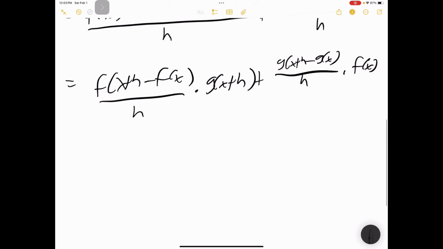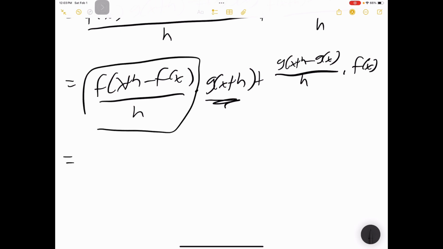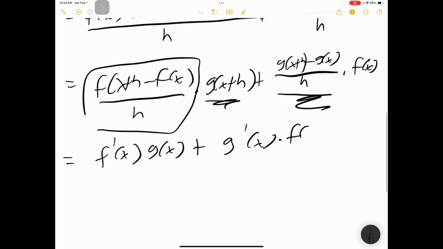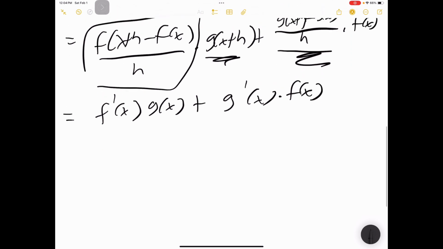And g is a continuous function. We're taking the derivative of a continuous function. And so we can set h equal to 0 in our second term here. And so the first piece here is exactly f prime of x multiplied by g of x, plus, here we have g prime of x, I'm missing a parenthesis, times f of x. And that's our proof.